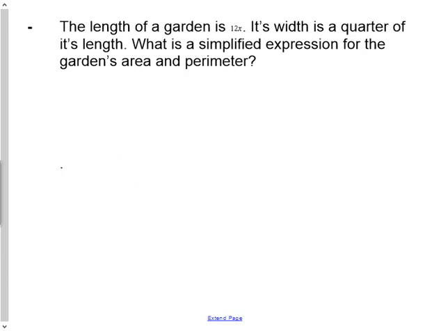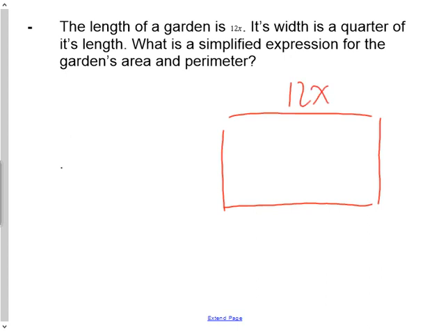Next question says the length of a garden is 12x and its width is a quarter of its length. So I'm going to draw this and I'm going to put 12x as the length of the garden. And since its width is a quarter of that, its width will really be 12x divided by 4, which if I simplify that, will of course be 3x. What is a simplified expression for the garden's area and its perimeter?